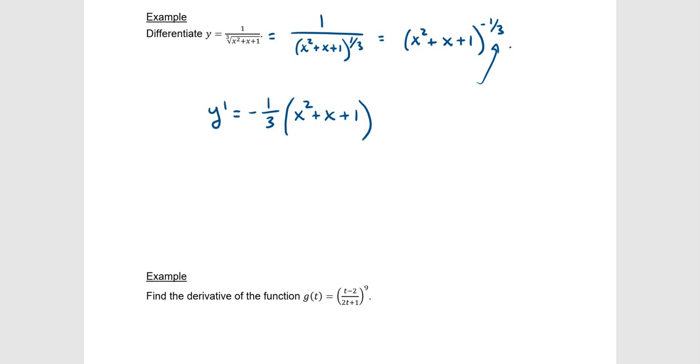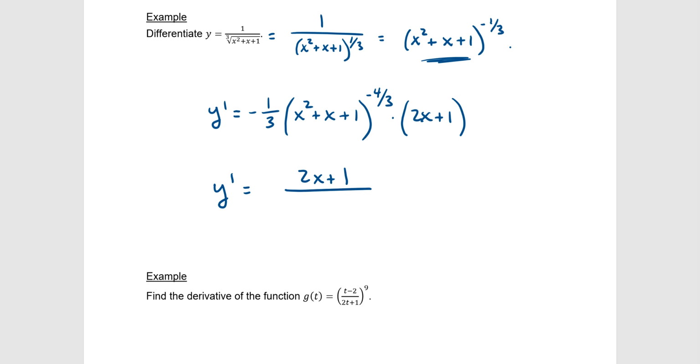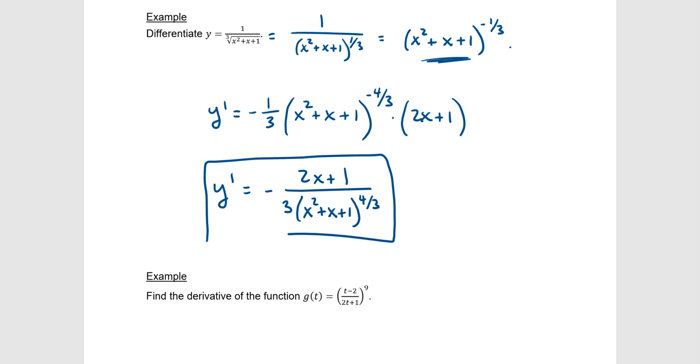Negative 1/3 minus 1 is negative 4/3 times the derivative of the inside. The derivative of x squared plus x plus 1 is 2x plus 1. And maybe let's just clean this up a little bit. That's going to end up being 2x plus 1 as the only thing left in the numerator. We have the negative still out front. That denominator is going to be 3 times x squared plus x plus 1 to the positive 4/3. Okay, so that is that derivative.